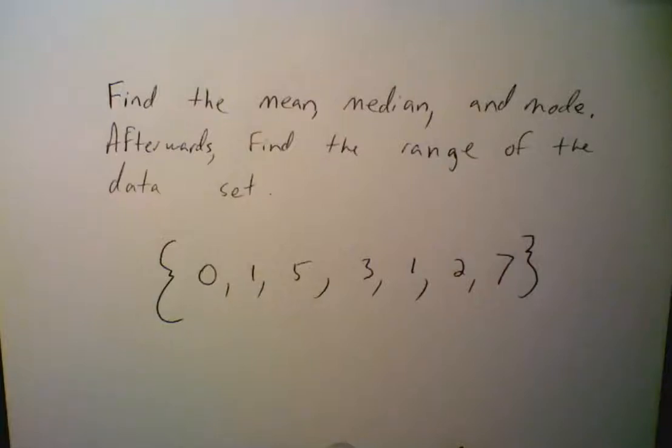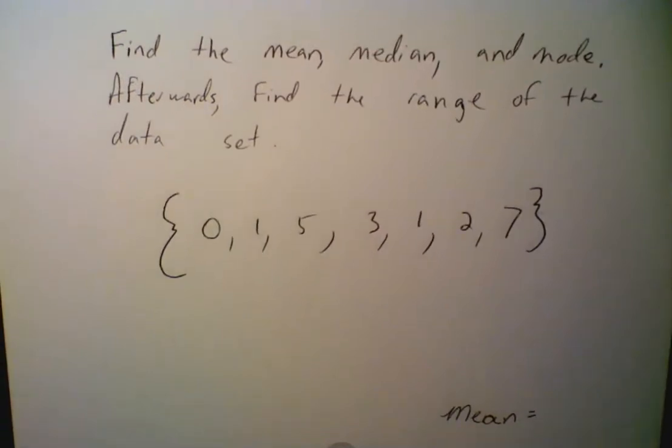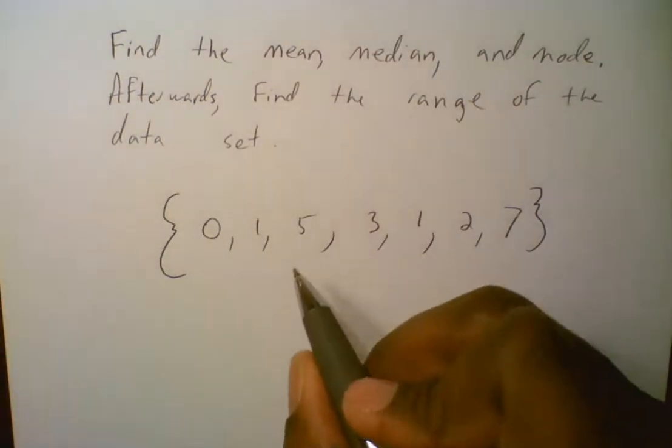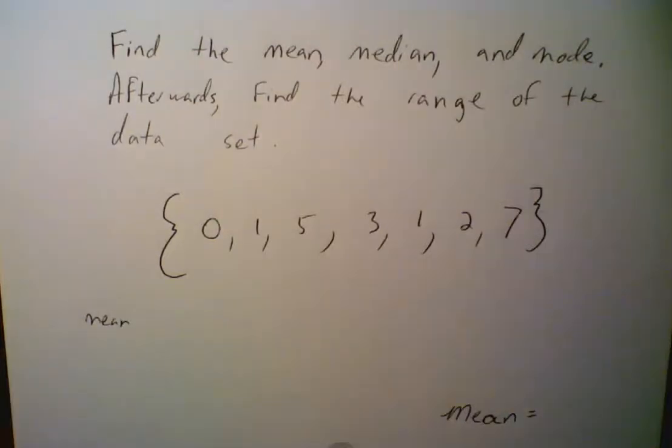Alright, so this video is about finding the mean, median, mode, and the range. We can give you this data set, and we're going to find each one of those. The first thing might be easy to find, the mean. The mean means the average, and you're going to add all those up and divide by the total.